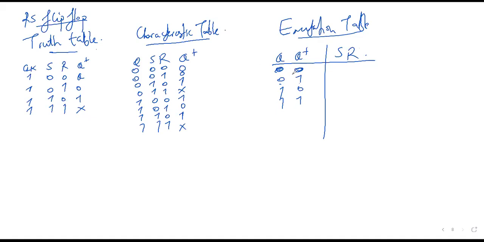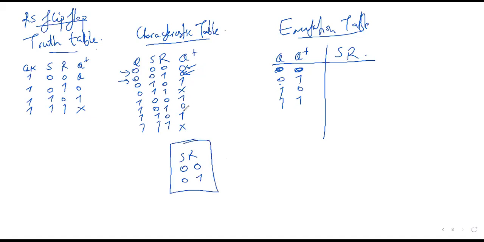Now, if I want to go from 0 to 0, I go back to my characteristic table. Here, I have 0 going back to 0. What is my SR? My SR is 0, 0. Someone confirm that. Confirmed. Thank you very much. Here I have another 0 going to 0. What is my SR? 0, 1. Do we have another 0 to 0 there? Nope, we don't. Using this, I can then go on and fill here.